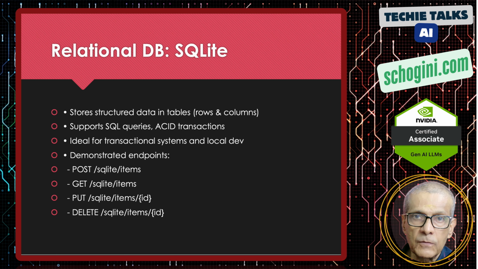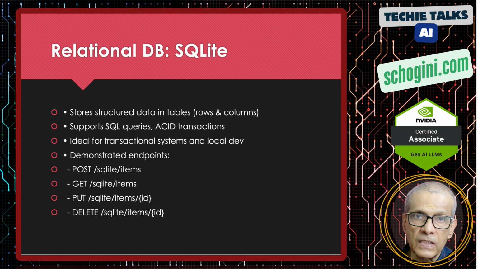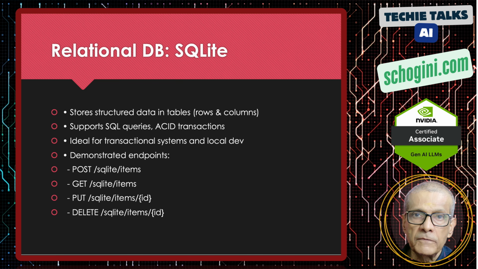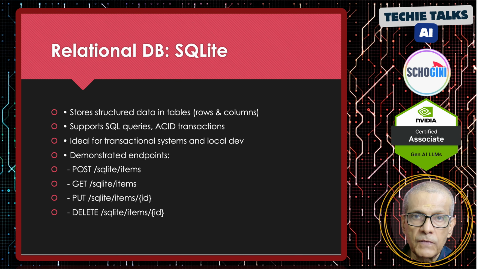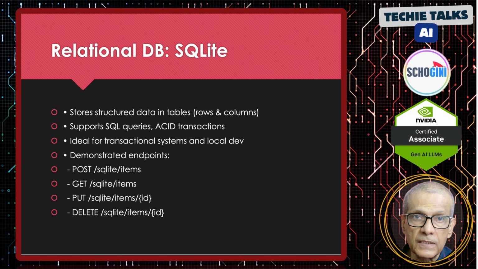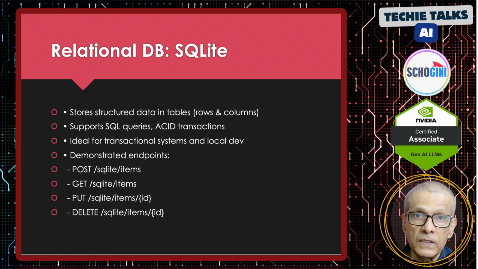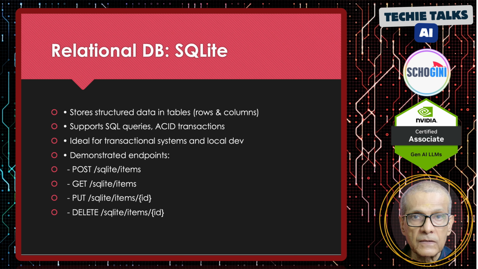Let's begin with SQLite, a lightweight file-based relational database. It follows a strict schema with tables, columns, and data types. Every record must fit into this structure. And SQL queries let us filter, join, and update data with precision. Relational databases are perfect for transactions, accounting, and core business logic, where data integrity matters.